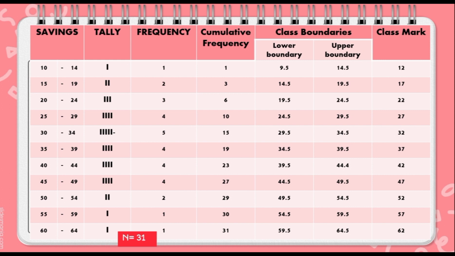As you can see, the last number in our cumulative frequency, 31, is equal to the total of our frequency, which is n is equal to 31.